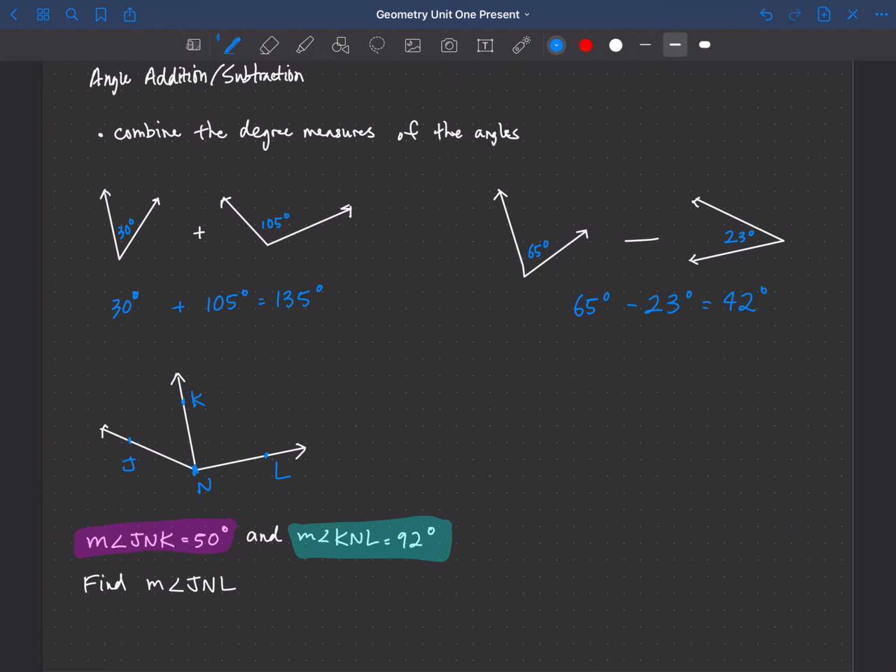Okay, so J and K, I'm going to follow the letters they gave us to trace out my angle. Okay, so J and K. That angle here is going to be the angle I want. So that is 50 degrees. Okay, we're going to do the same thing for K and L. K, N, L. So that would be 92 degrees.